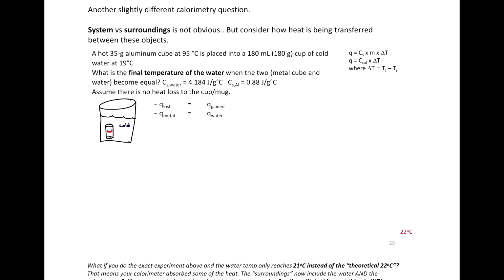So what are we doing? We're taking a hot 35-gram aluminum cube at 95 degrees Celsius, and we're placing it in 100 grams of water that is initially 19 degrees Celsius. What is the final temperature of the water when the metal cube and the water become equal? This is a little bit different because a reaction isn't happening, but we can still use the first law of thermodynamics to approach this.